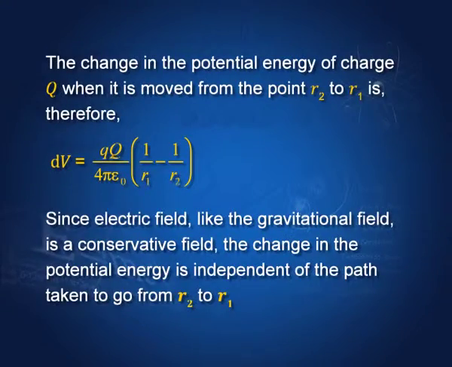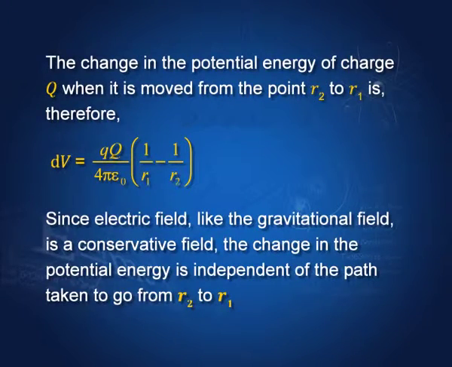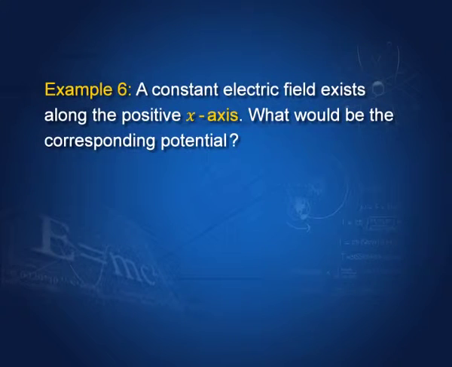So, the potential energy difference between points r1 and r2 is q by 4 pi epsilon 0 into 1 by r1 minus 1 by r2, and the change in potential energy is independent of the path from r2 to r1. The path can be any curve, but what matters is the difference in the potential energy. The path does not matter. Let us take an example to fix these ideas.